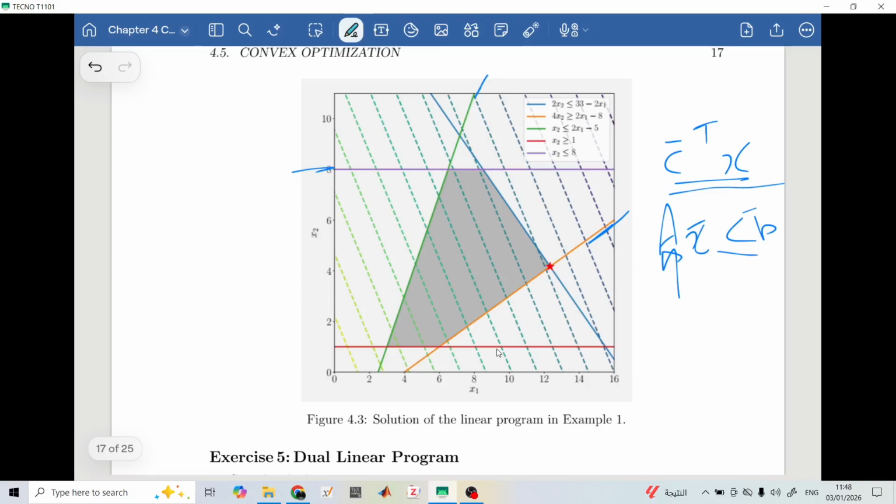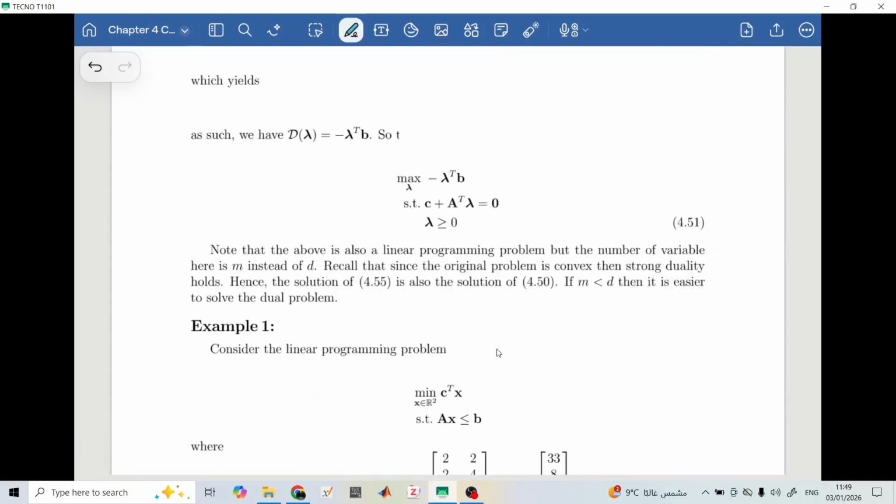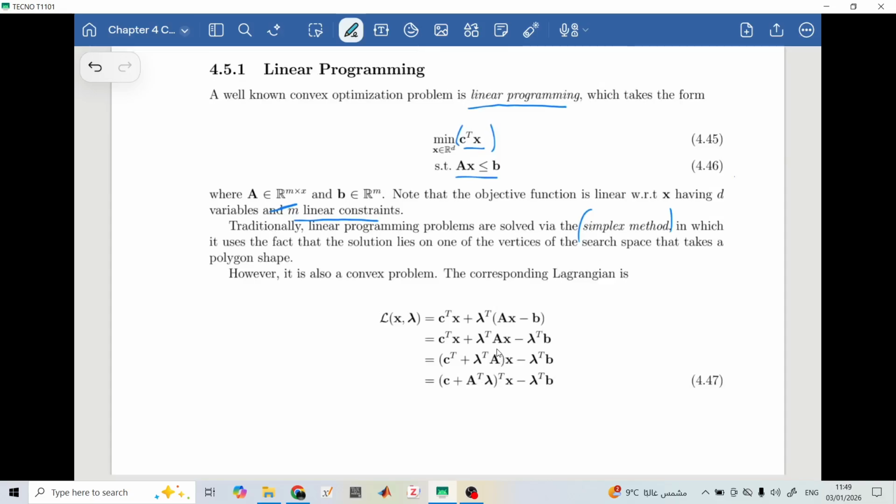So logically, the minimum value should be at one of its vertices. It might be here, here, here. What the simplex method does is compute the objective function at each of those vertices and compare them, because the minimum value is expected to be at the vertices. This is in general the simplex method, but you can also solve it using traditional methods.